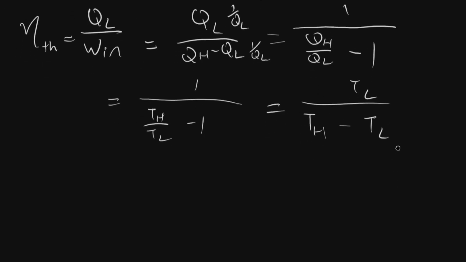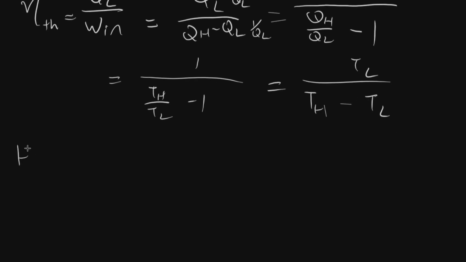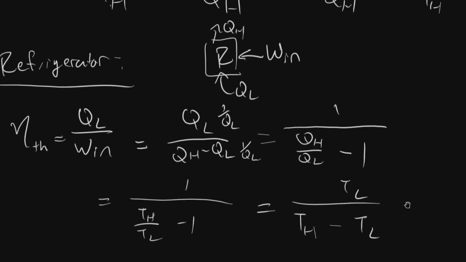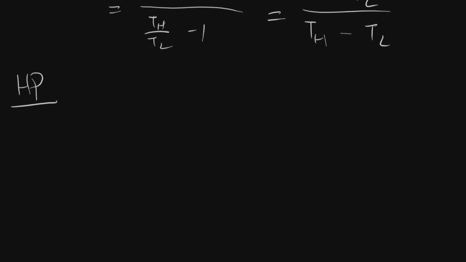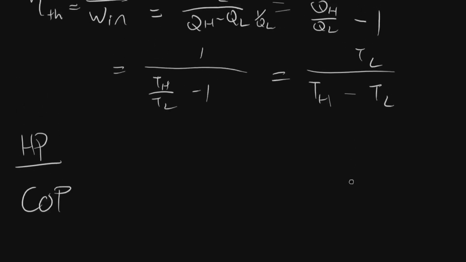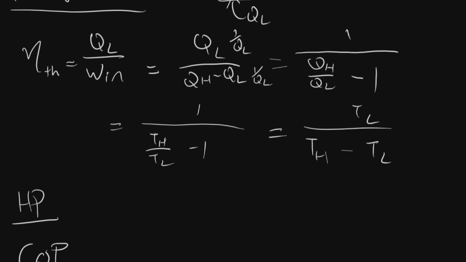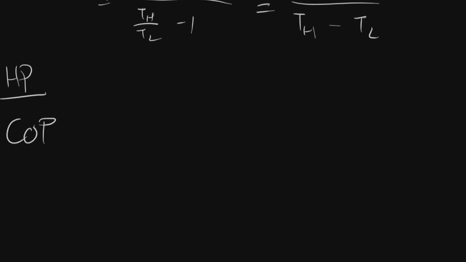And just to be complete, we could do the same thing with the heat pump. So remember, the heat pump is the exact same concept as our refrigerator. We've got our Q low, Q high, except now what we care about is how much heat we're adding, because we're not cooling down a space, we're heating up a space. So what we would have is our coefficient of performance. This is not thermal efficiency anymore. For refrigerators and heat pumps, it's called the coefficient of performance.